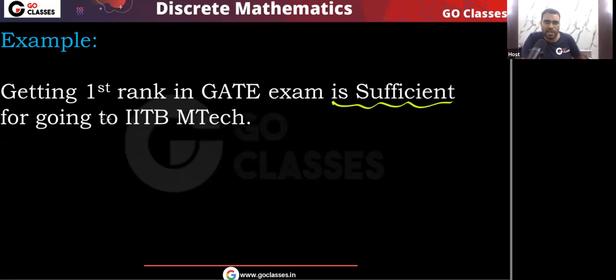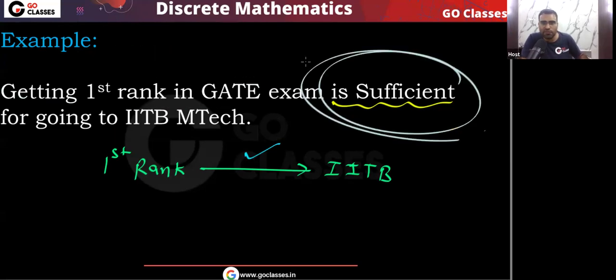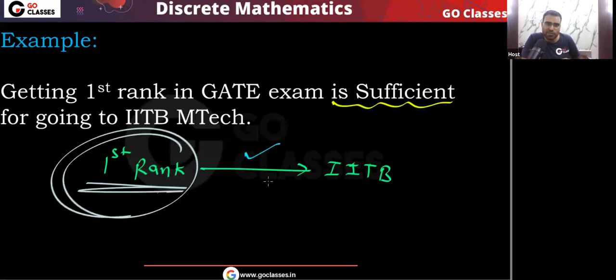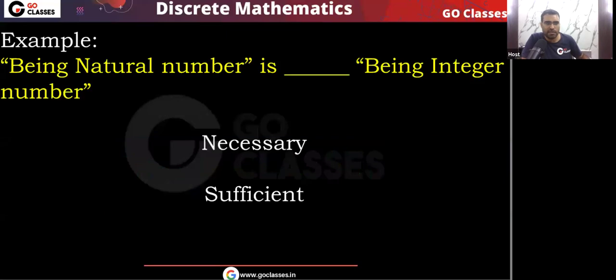Now what does it mean? Tell me. Does it mean that if you have first rank, you can get IIT Bombay MTech? Yes, this is what it means. Because if you have this, then that is enough for IIT Bombay. Yes or no? If you have first rank, that itself is enough for IIT Bombay. Means if you have first rank, then you can get IIT Bombay MTech. So very simple point. Okay, so this is the idea.